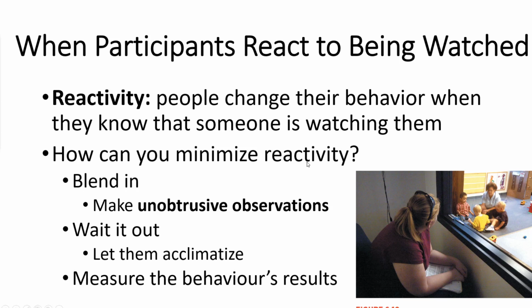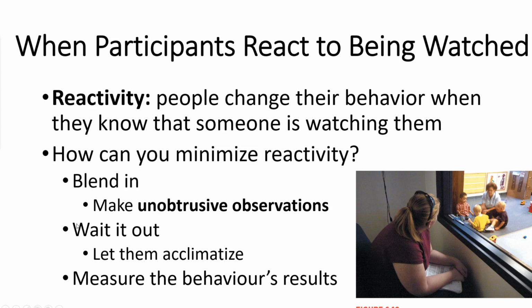So how can we minimize or get rid of this reactivity? One way is that you can blend in, make what are called unobtrusive observations. And that's the example we're seeing here. So this woman is watching interactions between children, but she's watching from behind a one-way mirror. So this mirror, she can see through it to the children, but the children can't see her. So they don't know that they're being observed and they can't change their behavior.